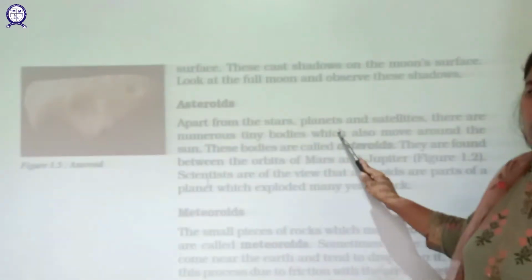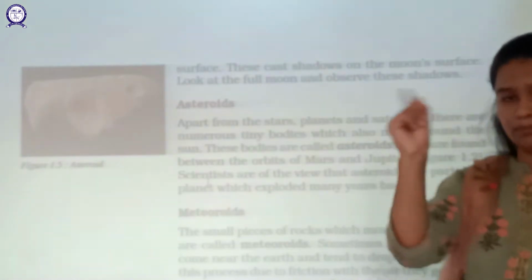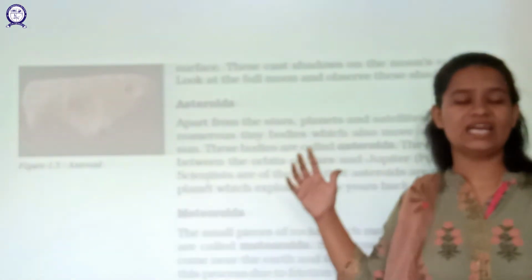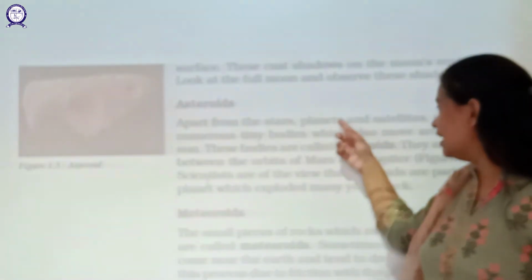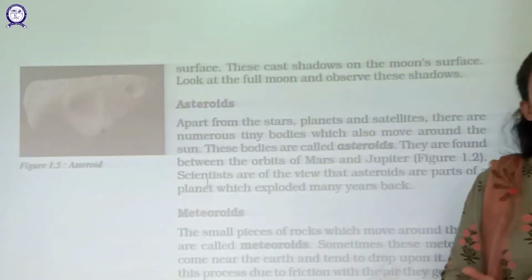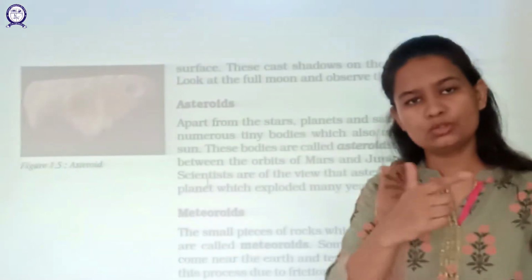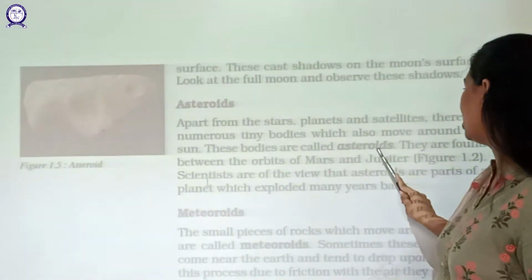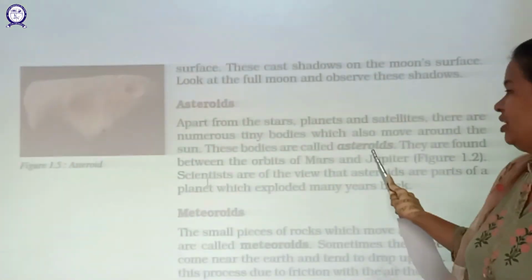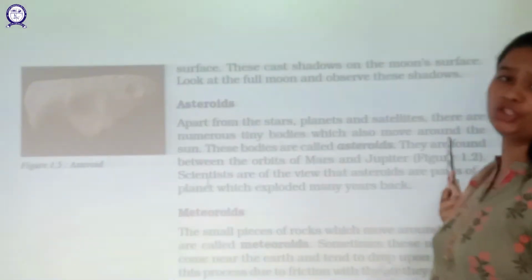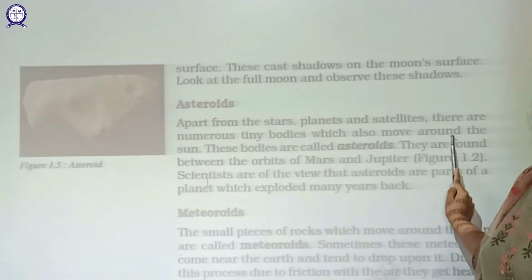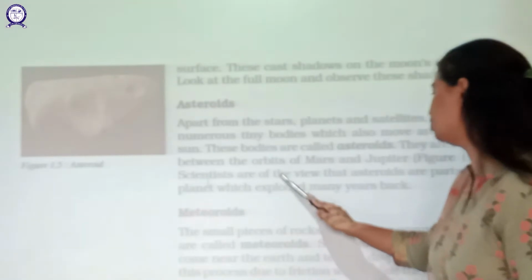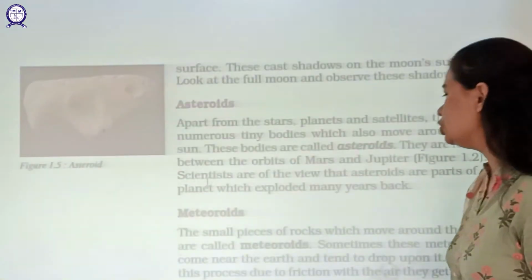In that diagram I showed you the example of the asteroid circle. Other than these three celestial bodies, that are stars, planets and satellites, some other celestial bodies also revolve around the sun. And these celestial bodies are called asteroids. Now the question is where they are found. We can see asteroids between the orbits of Mars and Jupiter.